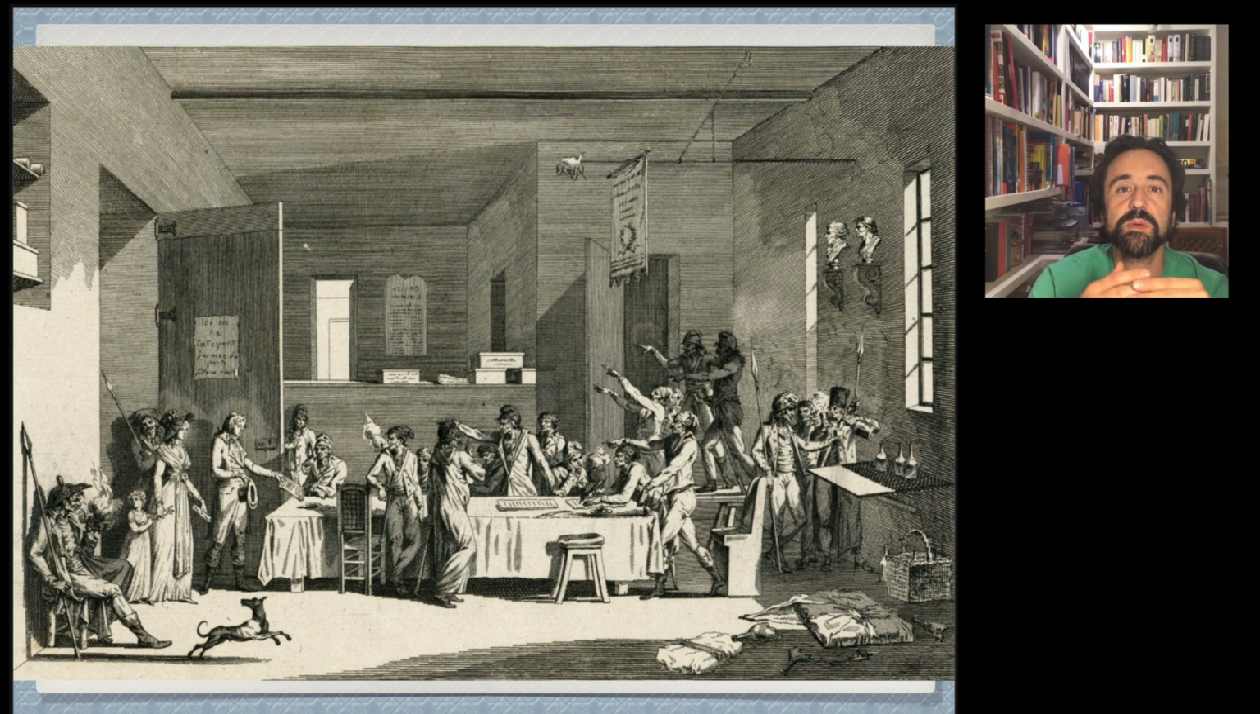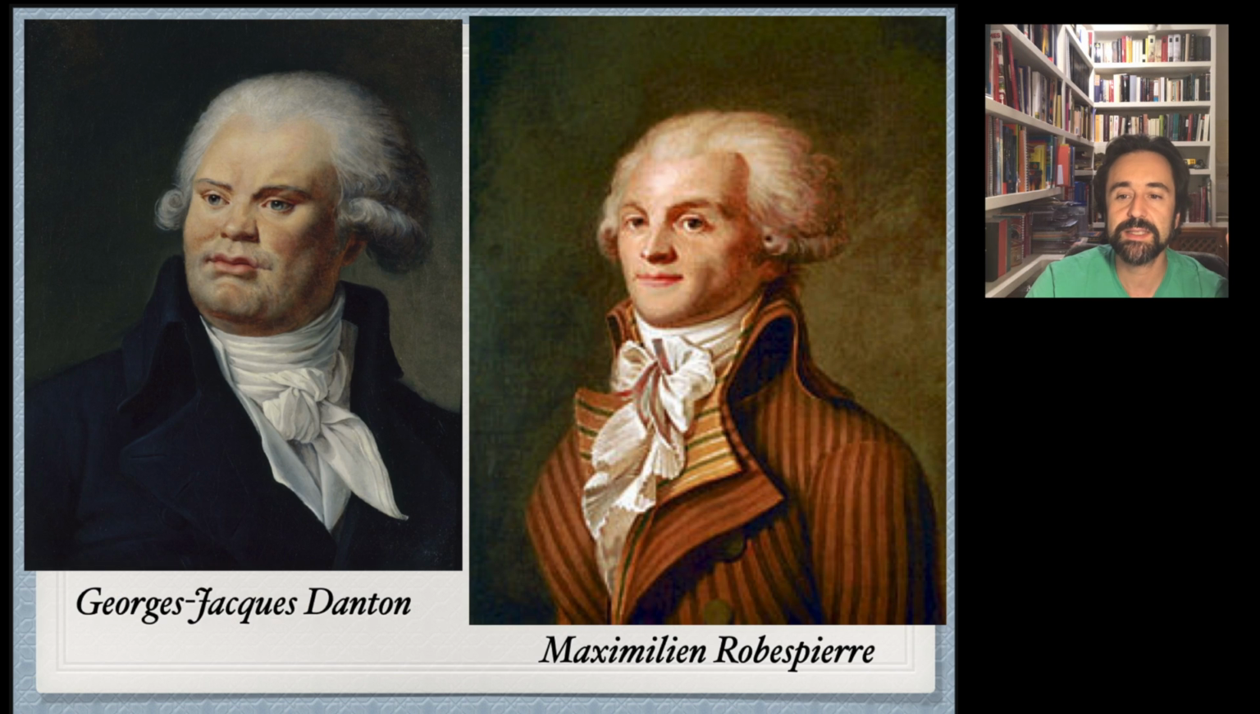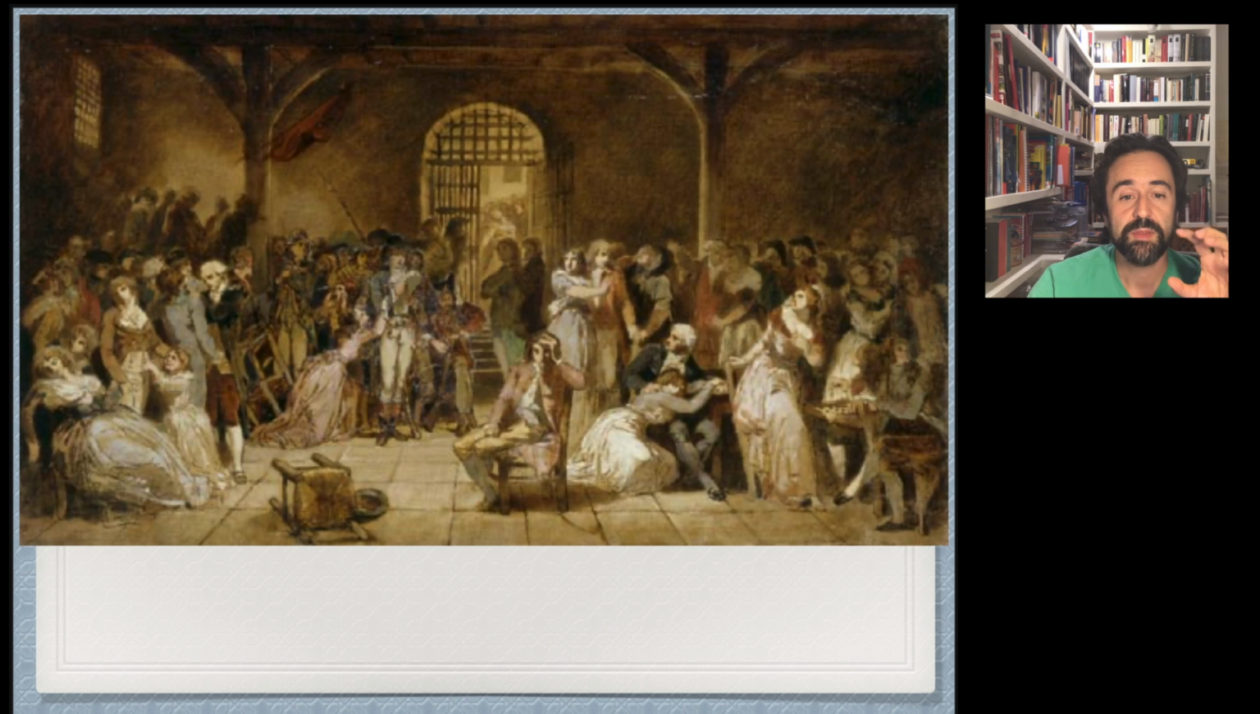So sometimes people said, my neighbor is an enemy of the revolution. He wants the king to come back. And then this person was automatically executed. They fought against all the enemies of the revolution. So these are Danton and Robespierre, the leaders of this revolution. This period of time was known as the age of terror, the Great Fear.